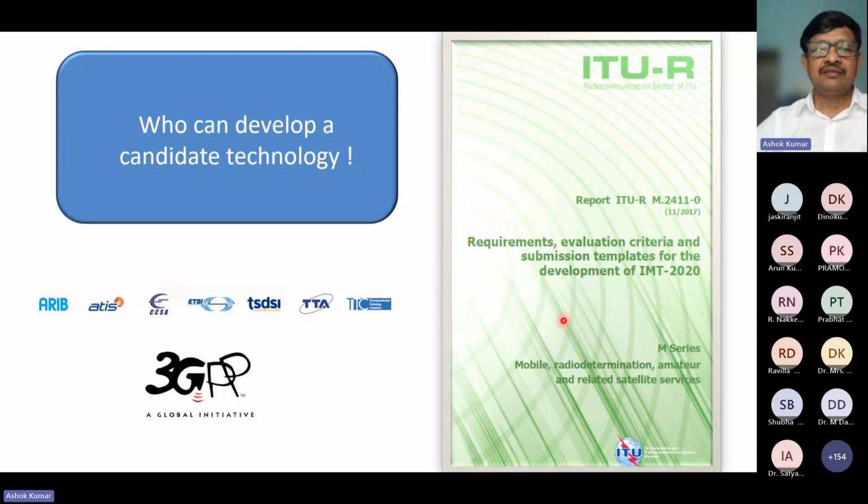Once 3GPP or any other SDO is able to develop a candidate technology, they go back to ITU and submit their candidate technology for approval. And ITU has a process by which they will either approve or drop it. So ITU decides which technology is 5G or 4G or 6G for that matter. This is the process we follow.